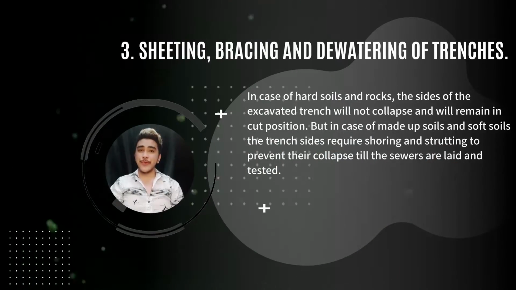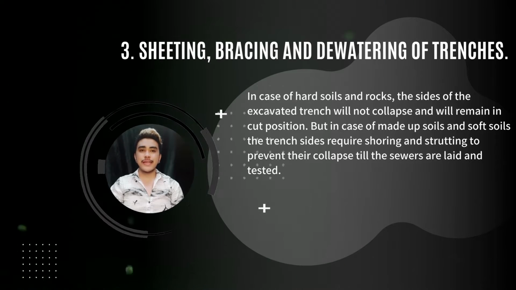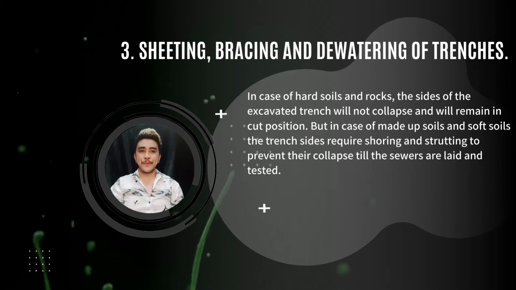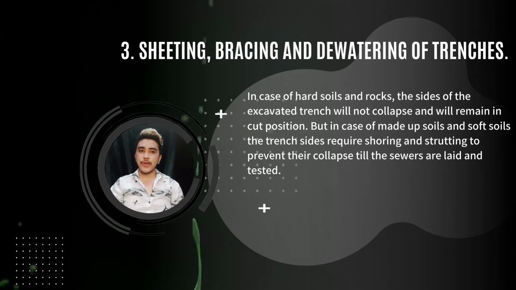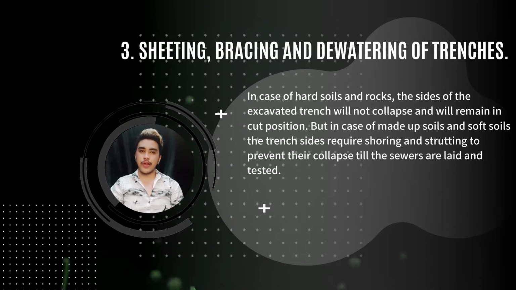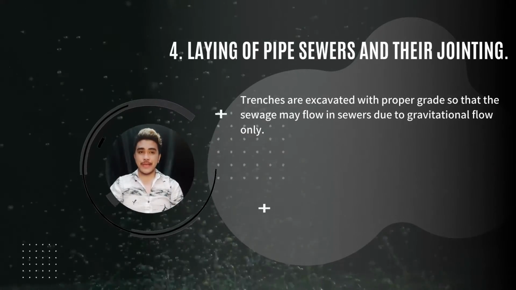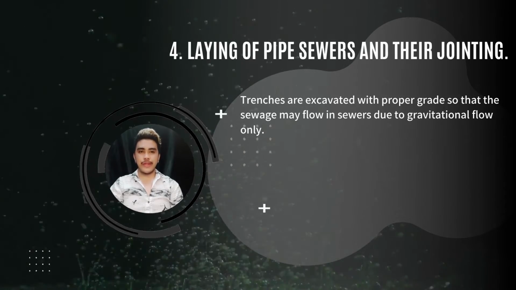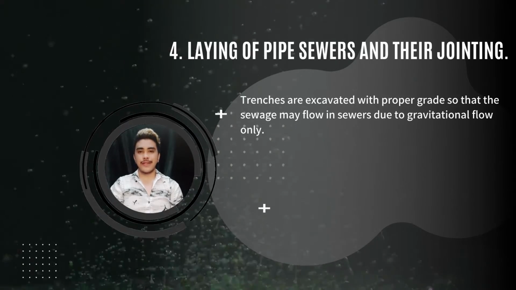Sheeting, bracing, and dewatering of trenches. In case of hard soils and rocks, the sides of the excavated trench will not collapse and will remain in cut position. But in case of made-up soils and soft soils, the trench sides require shoring and strutting to prevent their collapse till the sewers are laid and tested. Laying of pipe sewers and their jointing. Trenches are excavated with proper grade so that the sewage may flow in sewers due to gravitational flow only.